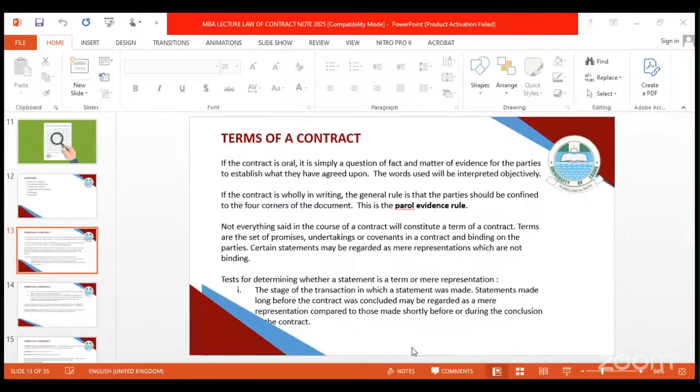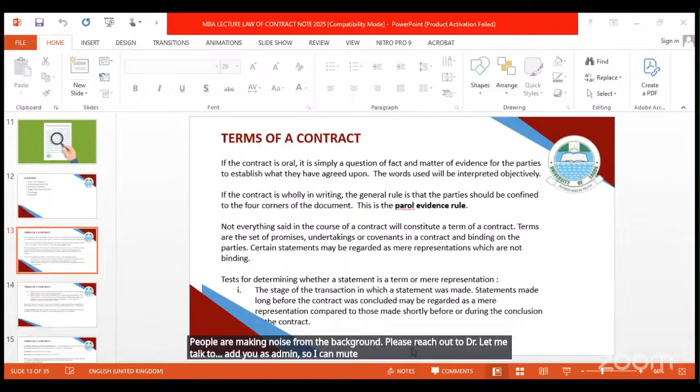Class owner, reach out to Dr. Labiton to add you as an admin so that you can control your class. People are making noise in the background. Okay, sir. Please reach out to Dr. Labiton to add you as admin so that I can mute those people that are making noise in the background.